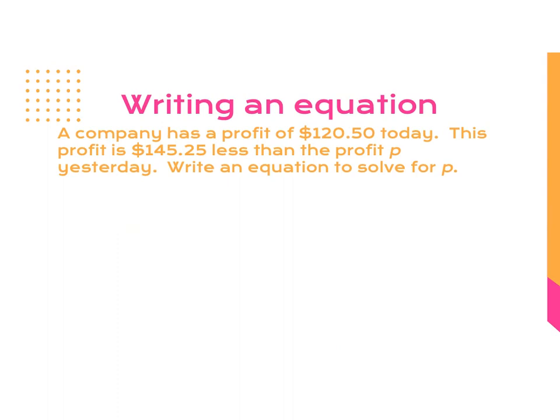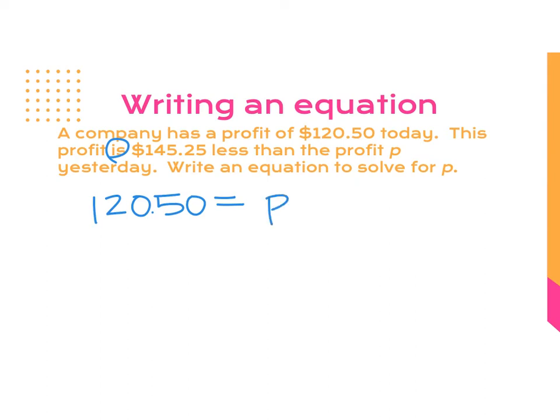Here's one more example of writing an equation from words. It says a company has a profit of $120.50 today. This profit, meaning $120.50, is. So as soon as I see that is, I know that I can use my equal sign. So I'm going to start to write the equation. $120.50 is, or equal to, $145.25 less than the profit P from yesterday.